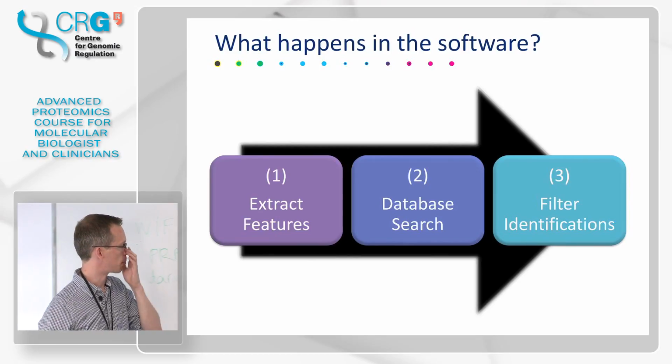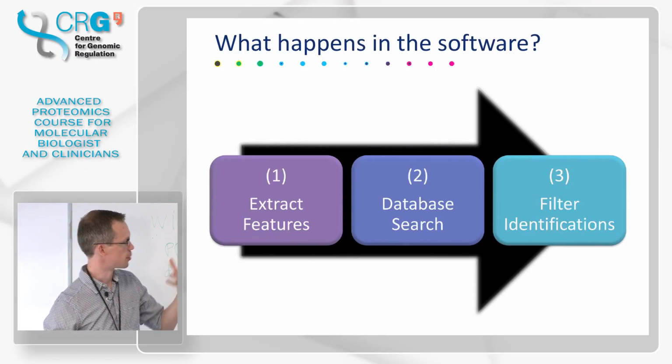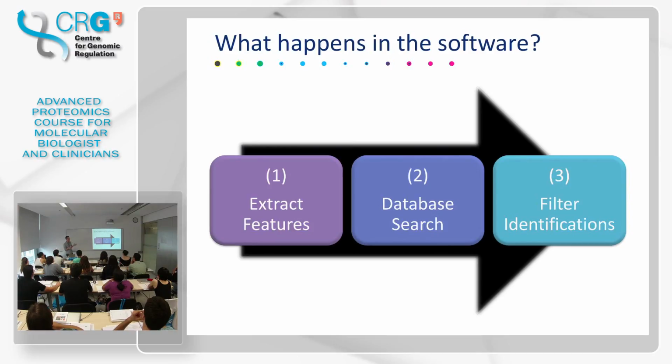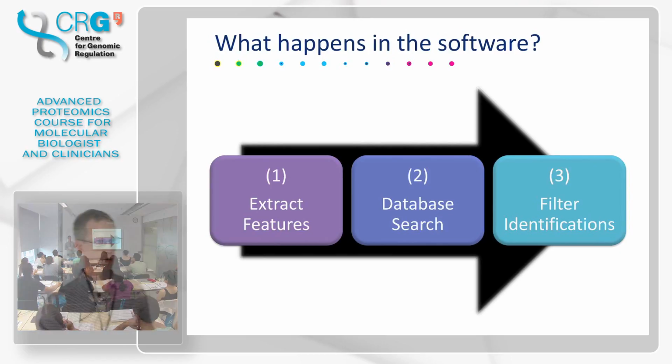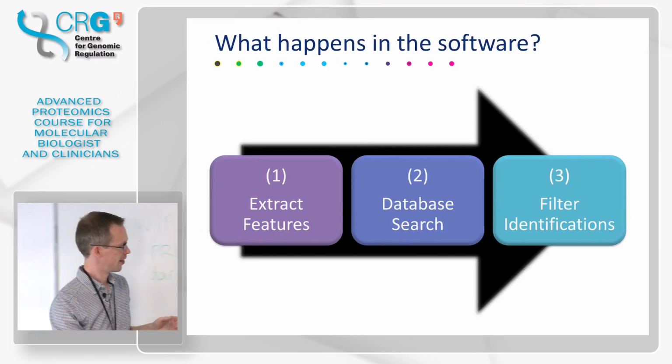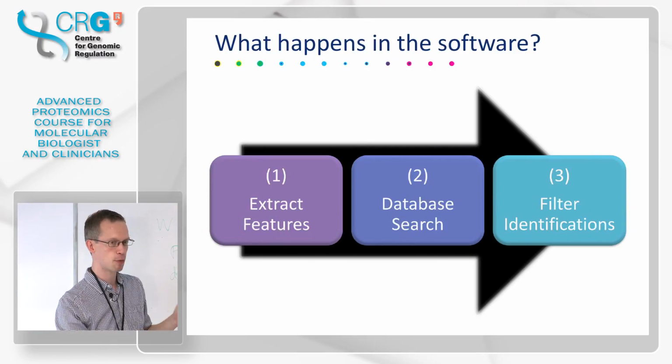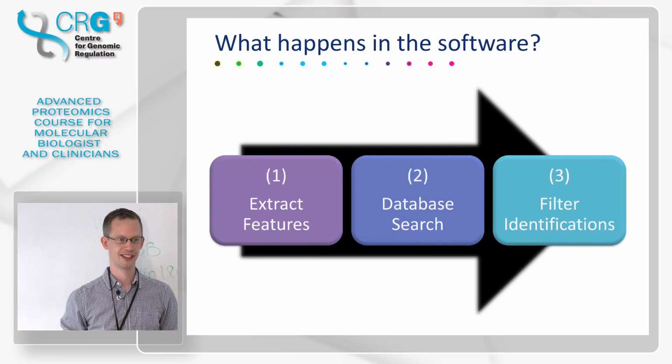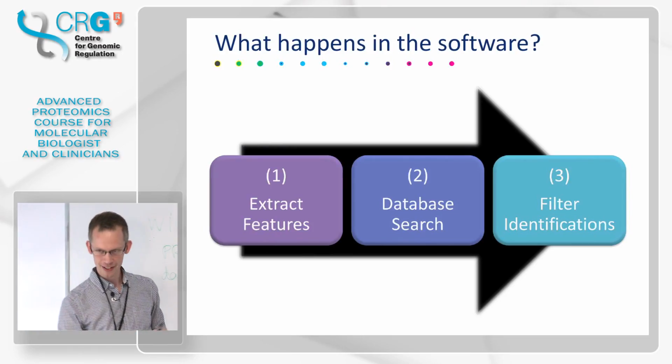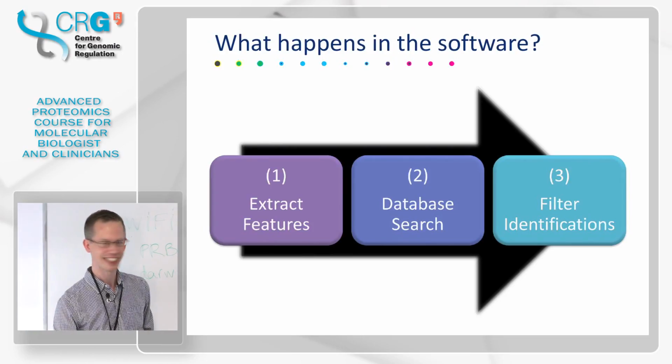So let's get back to the black box and try to make it a bit more visible, to see what happens. I like to talk about these things in three steps because I think it makes it a bit easier to understand. All software tools do these three steps in some way or another. One I call the extract features step. It may sound a bit strange, but it's very simple actually. Then there's the actual database search, which is a bit more complicated. And then maybe the most complicated step is how the last filtering is done. Okay, it seems like everybody is following me so far, so that's good.